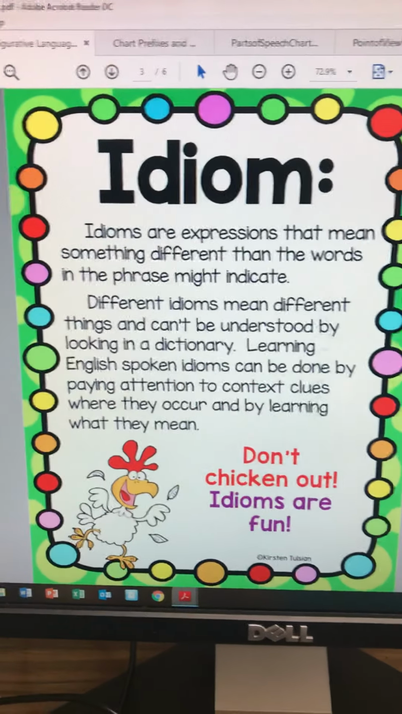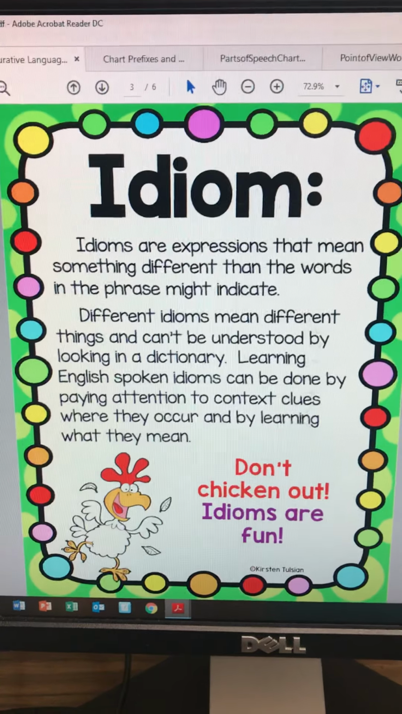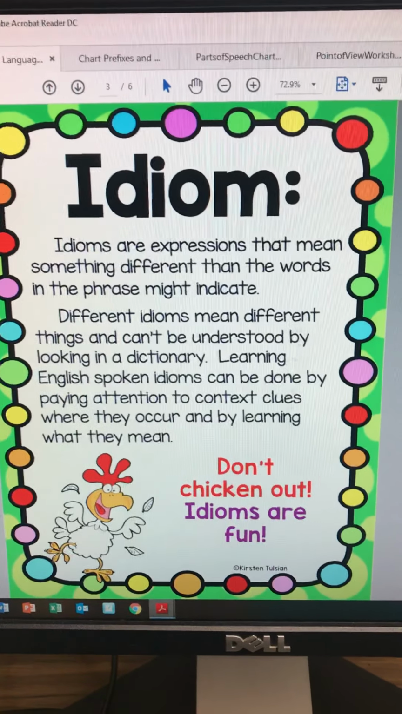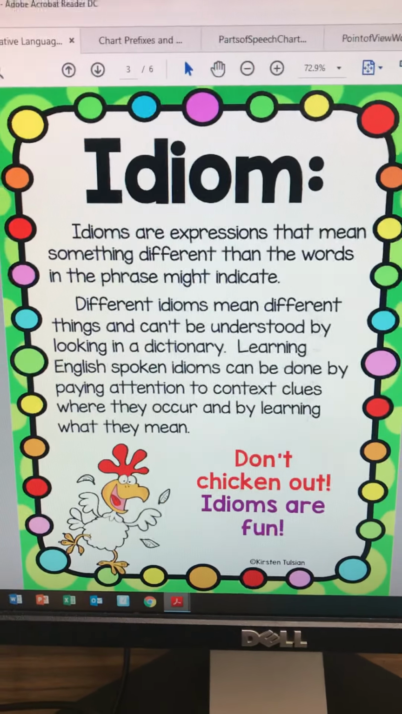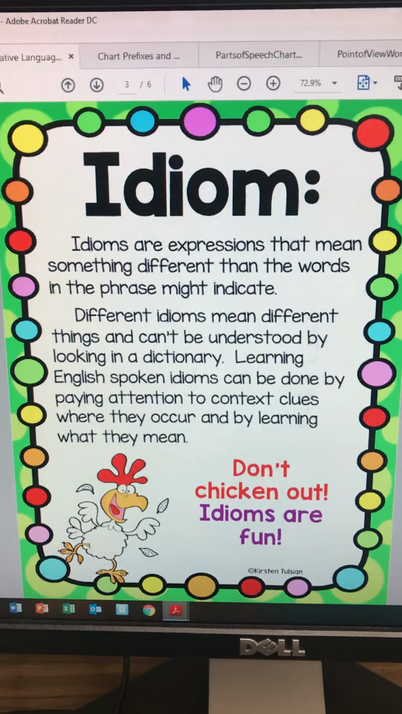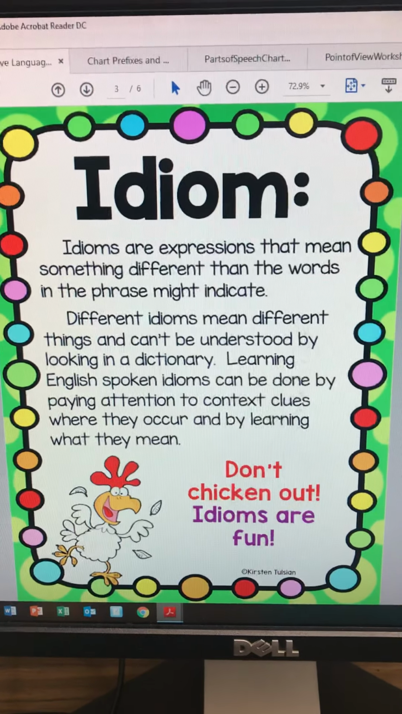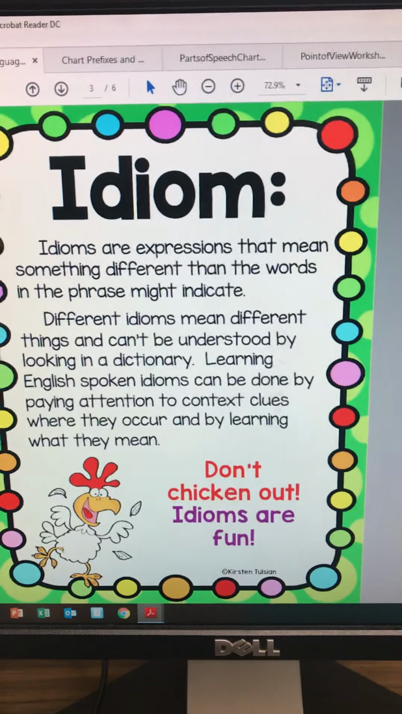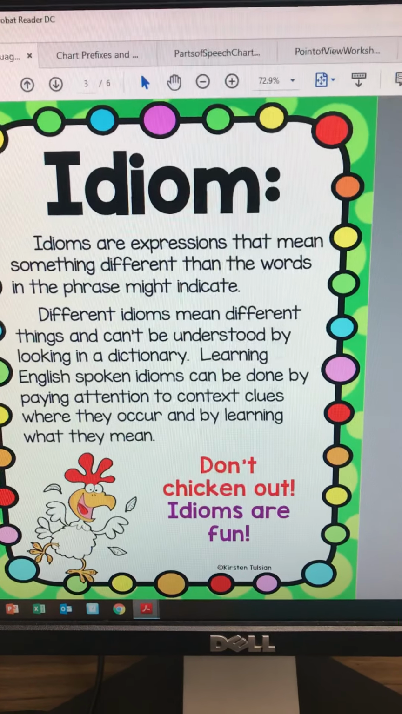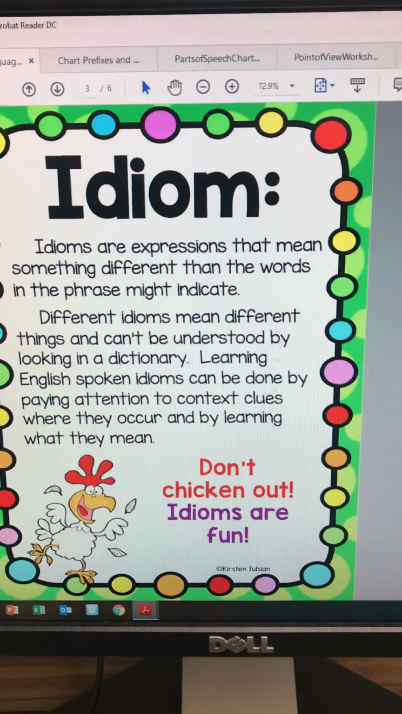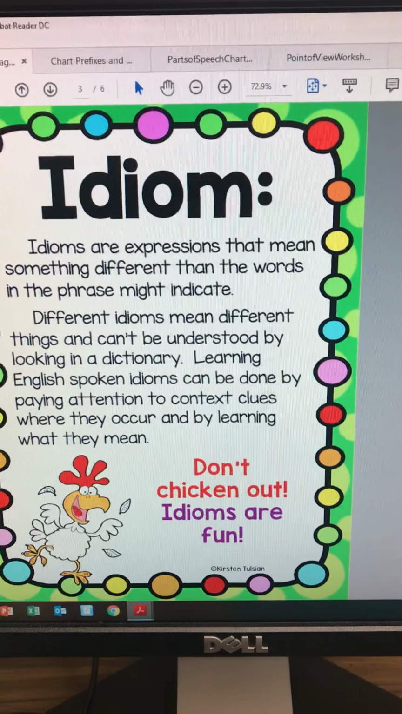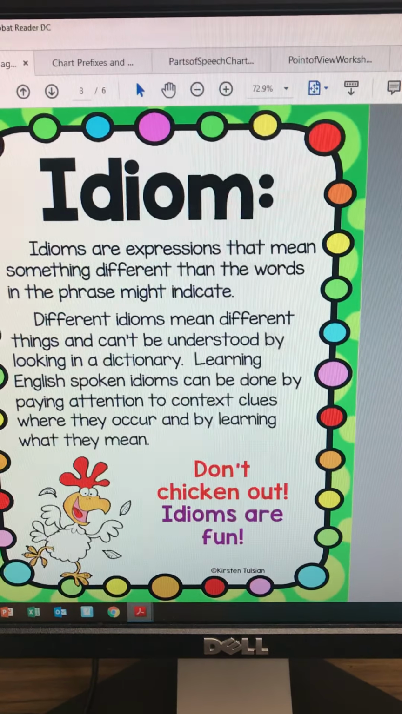An idiom. An idiom is an expression that means something different. So for example, you might have heard the idiom, it's raining cats and dogs. That means it's raining really hard. But obviously it doesn't really mean that it's raining cats and dogs. It's just a saying to help get across a different meaning.